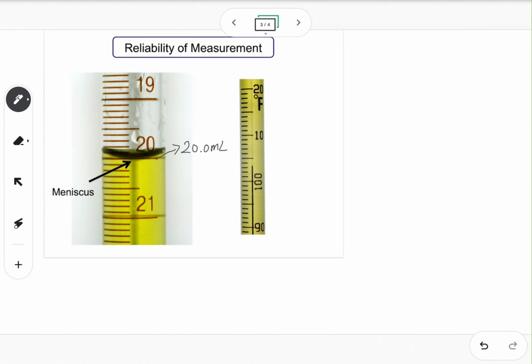You have to consider the longest line below this, and the longest line above this. If you remember what we did in the previous slide, for this one here, labeled as 21, and this line labeled as 20. And between the 21 and 20, there are 9 markings. Each marking represents 0.1 ml. In other words, this is 20.